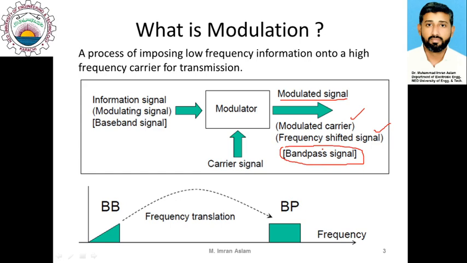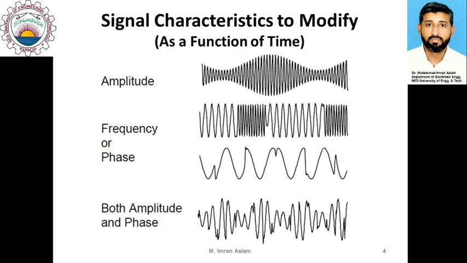So in the process of modulation, we employ a high frequency sinusoidal carrier to shift the frequencies of the baseband information signal to relatively higher frequencies. Different characteristics of the carrier can be changed when we modulate the signal. These characteristics can be amplitude, frequency, phase, or in some cases a combination of these.